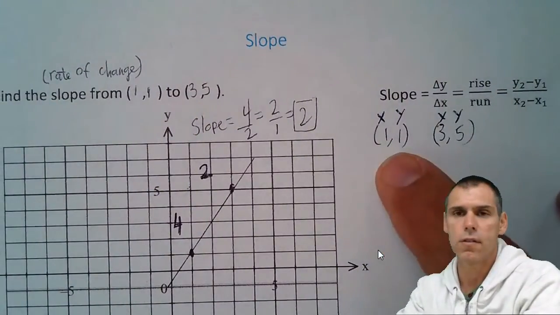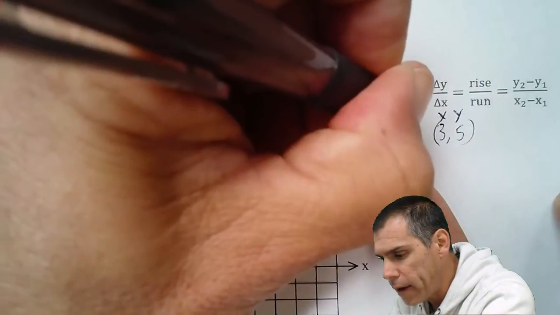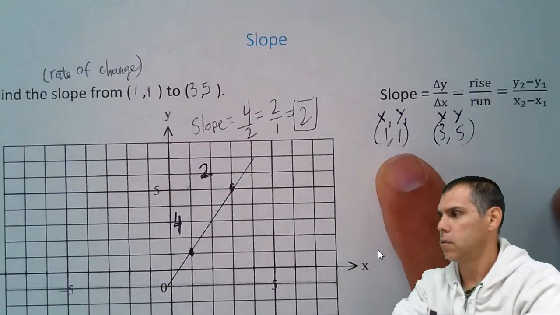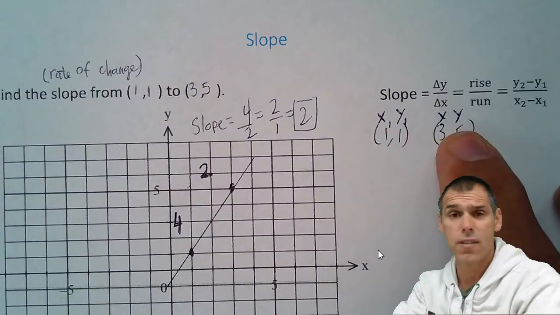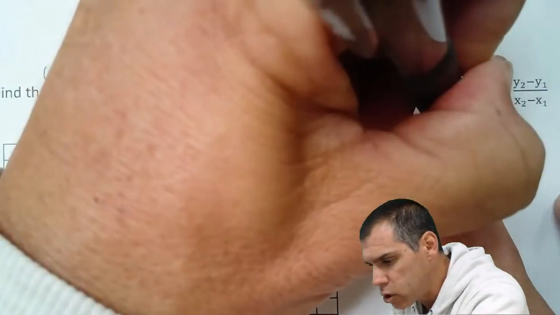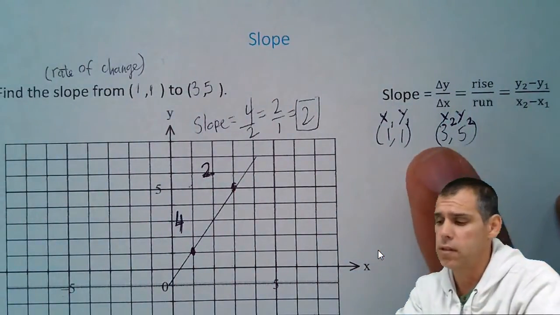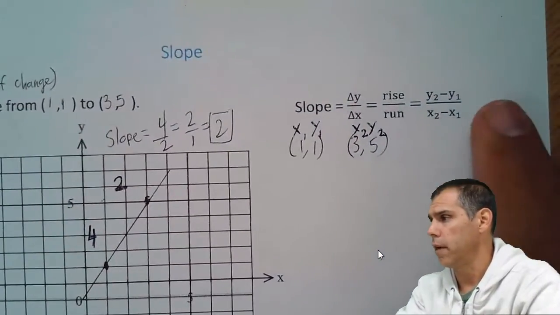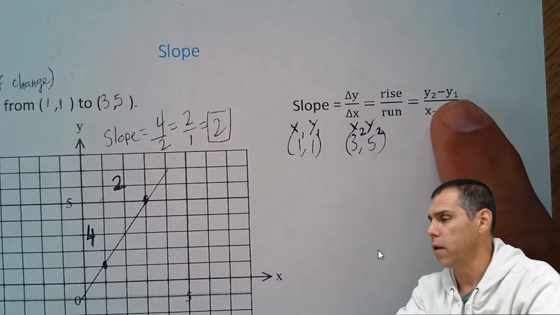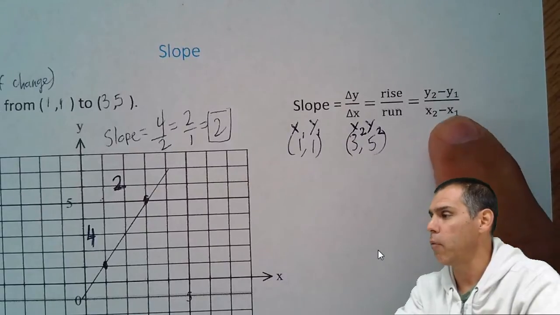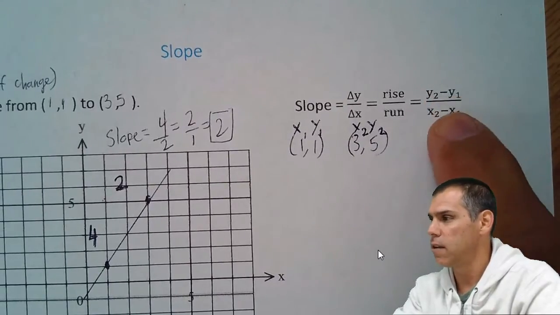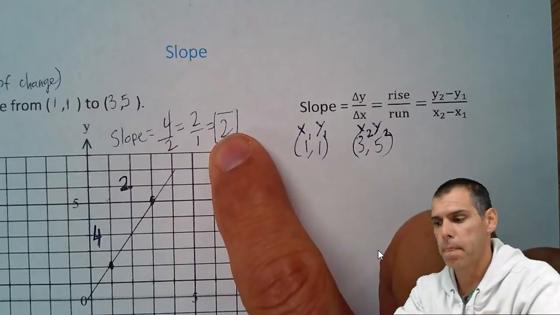Now, since I'm calling this the first point, I'm going to call this x sub 1 and y sub 1. So x sub 1, y sub 1, and this is the second point, so this will be x sub 2, y sub 2. See? So now we can plug these numbers into our formula right there: y sub 2 minus y sub 1 over x sub 2 minus x sub 1. And what I should get is 2 when I'm done.